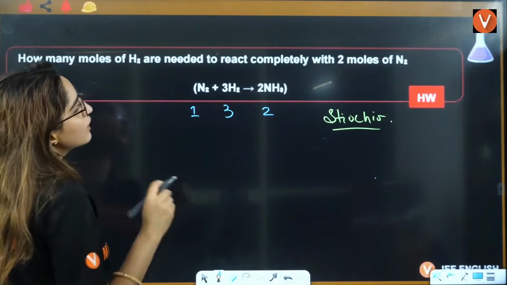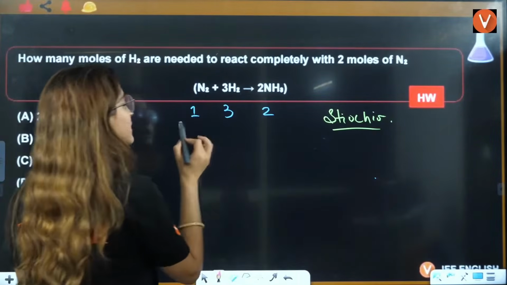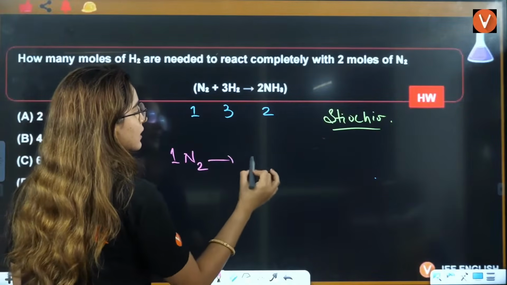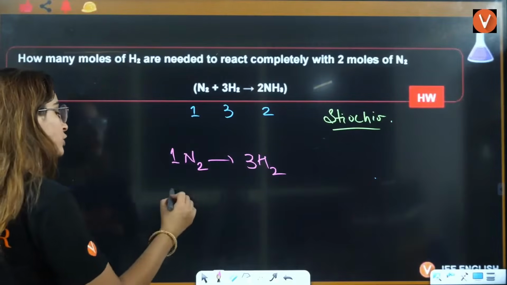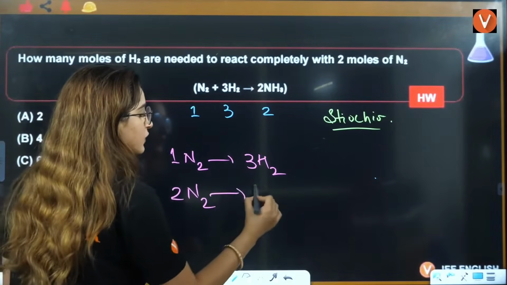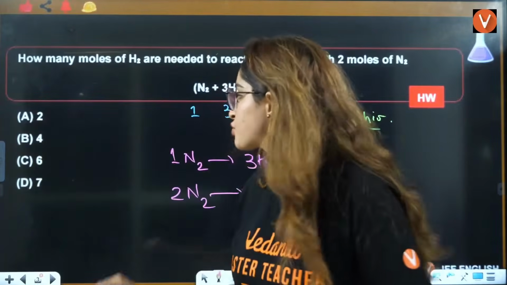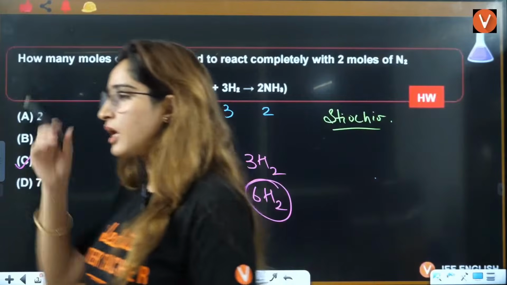They have given me 2 moles of N2. We can just say that 1 mole of N2 reacts with 3 moles of H2. Then 2 moles of N2 will react with 3 into 2, that is 6 moles of H2. So 6 is the correct answer here, right?